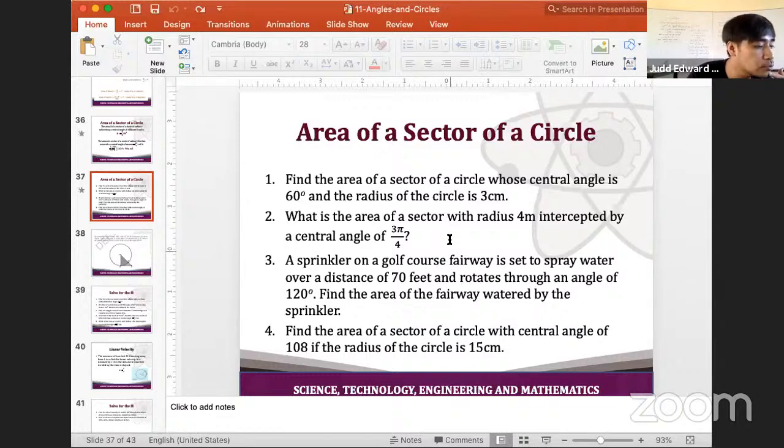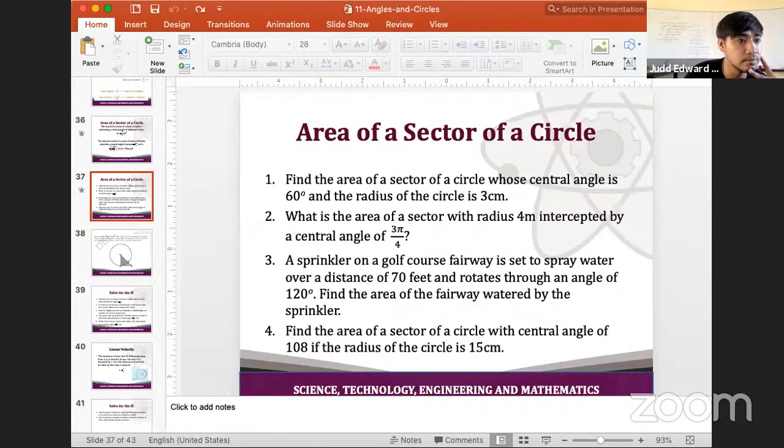How about for number 2? What is the area of the sector with radius 4 meters intercepted by a central angle of 3 pi over 4? So for the second given, we do not need to convert this because we're already given a value which is in radians. Tama po? Okay, and what is the answer?